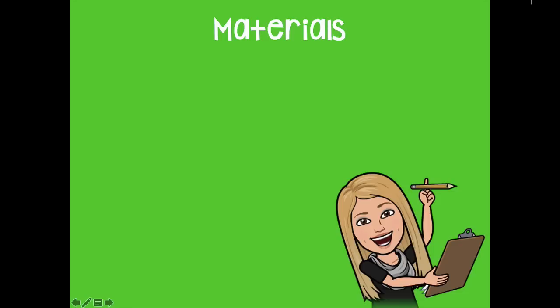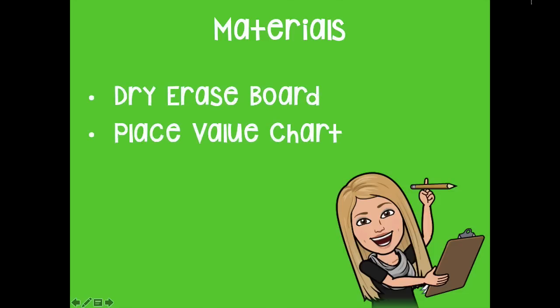So the materials that you'll need for this lesson are your dry erase board, your place value chart, and your place value discs. If you don't have all of those materials, just make sure you have paper and something you can write with where you can draw a place value chart and draw your place value discs. All right, so let's get started.